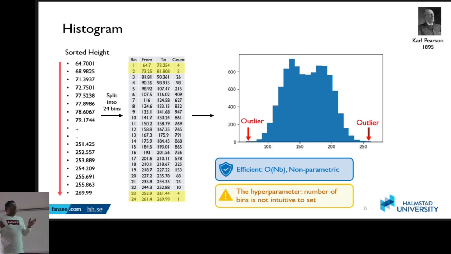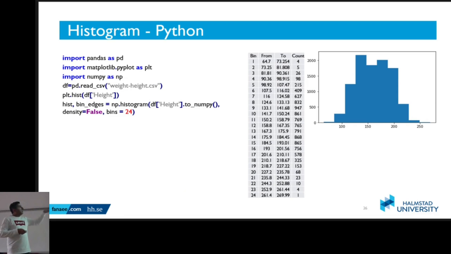So this is a very efficient approach. It has linear complexity, is non-parametric, and doesn't make any assumption about the distribution of data. The hyperparameter of the bin, however, is not intuitive to set and is sensitive. If you put 20 bins, you generate another set of results. Okay, this is the Python code for the histogram.